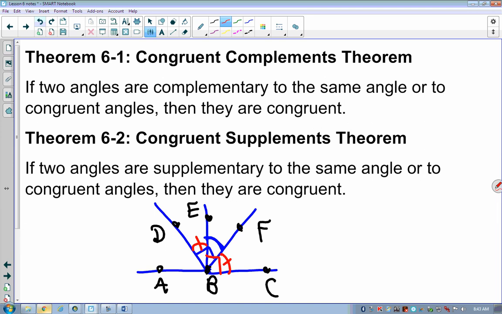The same thing applies with congruent supplements. If two angles are supplementary to the same angle or to congruent angles, then they are congruent. Okay? That's the same principle, it's just with supplementary angles.